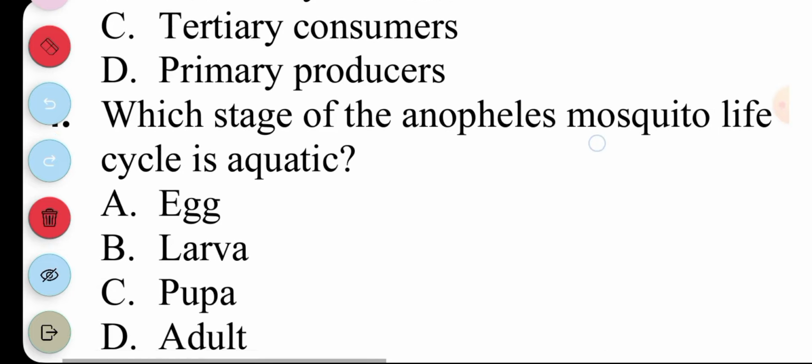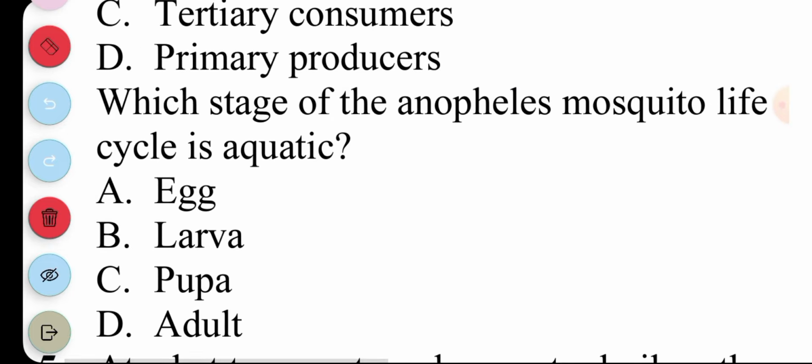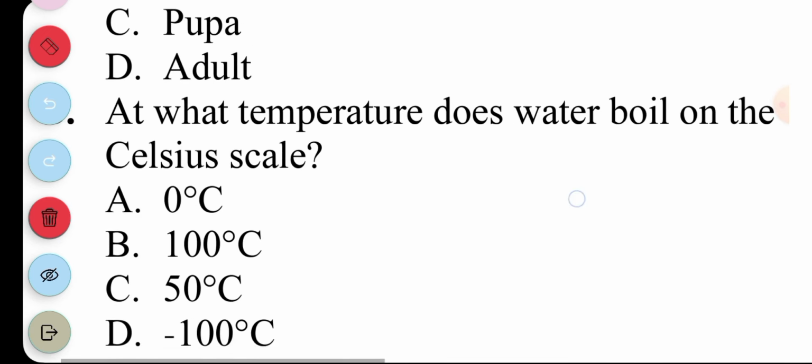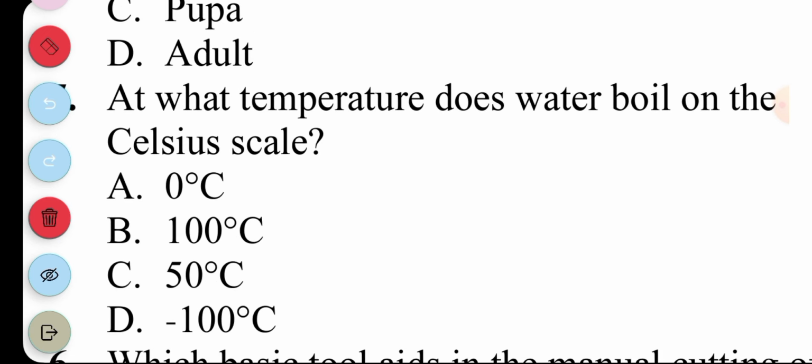Question 4. Which stage of Anopheles mosquito life is aquatic? A. Egg. B. Larva. C. Pupa. D. Adult. And the answer to this is B. Larva. Question 5. What temperature does water boil on the Celsius scale? On the Celsius scale, it boils at 100 degrees Celsius. B.